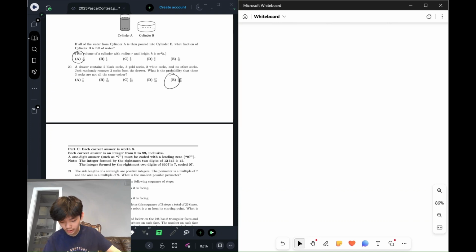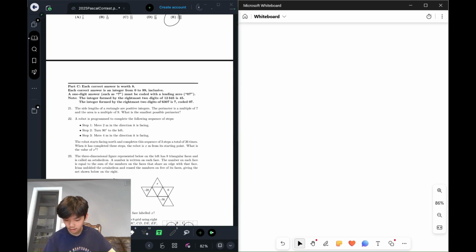Now we're going to be moving on to part C. In this case, these questions are no longer multiple choice. They're asking for integers from 0 to 99. So let's keep that in mind while we're doing these questions. The answers are going to be either 1-digit or 2-digit non-negative integers. So let's jump straight in to question 21.